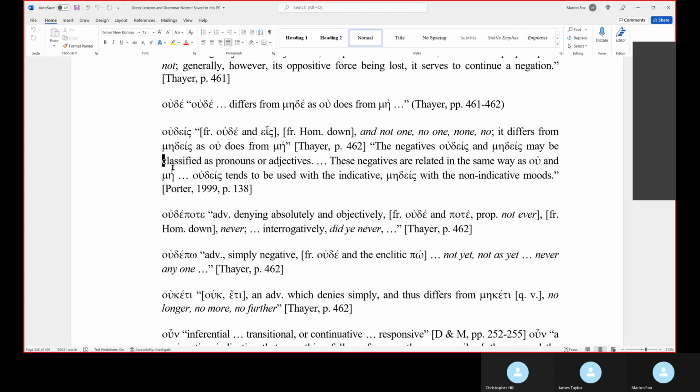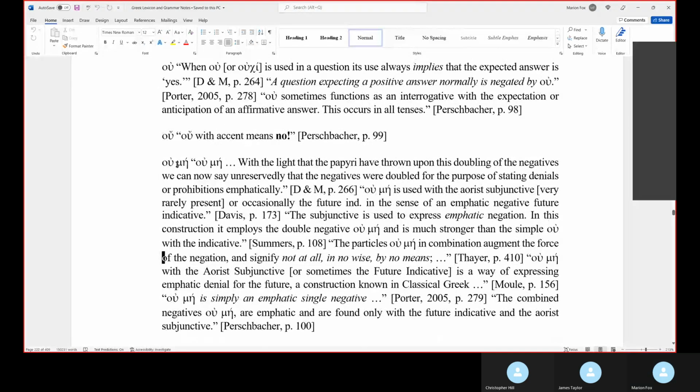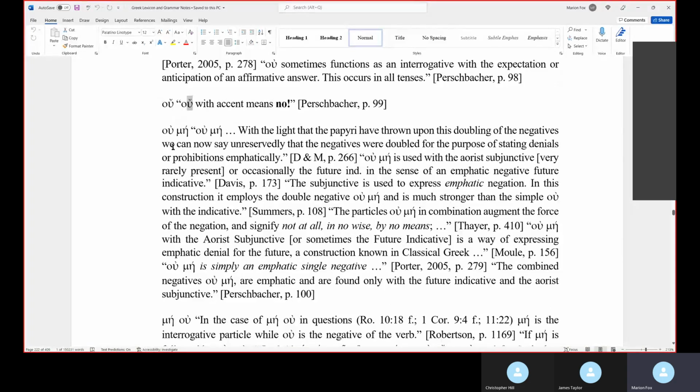Yeah, here it is. Ou me. All right. Now I want to get you something on ou. Ou normally doesn't have an accent mark on it. Notice right there, Fanning tells us if it has an accent mark on it, it's emphatic. So when you see ou with an accent, it's supposed to be emphatic. That may be an interpretation of the compilers of the text, though.